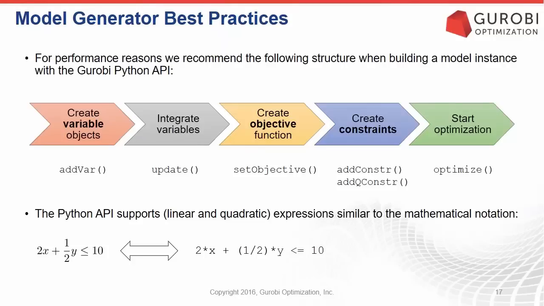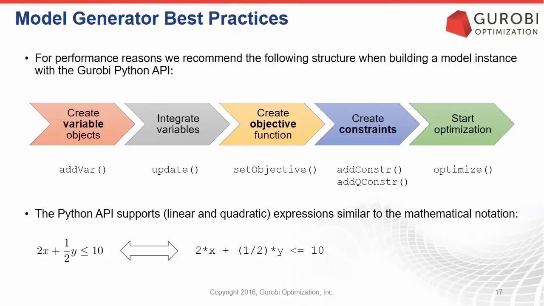You could also do it a bit differently. For example, you could create a variable, call update, set the objective, then add another variable and do update again. But as a rule of thumb, try to keep to this workflow and try to avoid calls to update if possible.